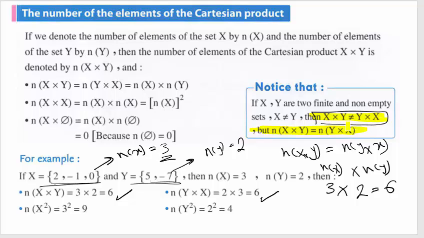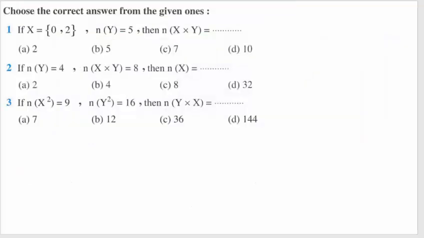So what about asking you to find the number of elements of x squared, or x to the power 2? You will say to me, take care, x has 3 elements. So to find the number of elements of x squared, I will make 3 to the power 2, because x squared means I will take all the elements of x with each other, with the elements of x also. It will be the same to find the number of elements of y squared. So again and again, I repeat with you that x product y is not equal to y product x, but the number of elements of x product y equals the number of elements of y product x.